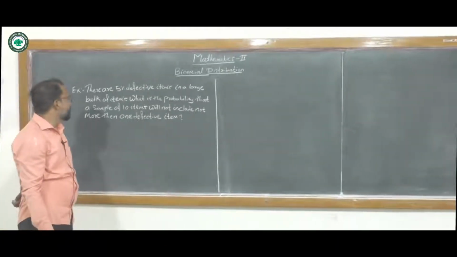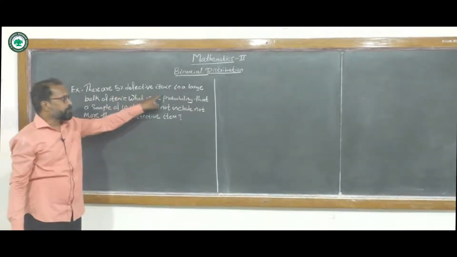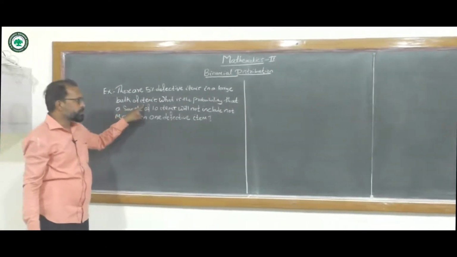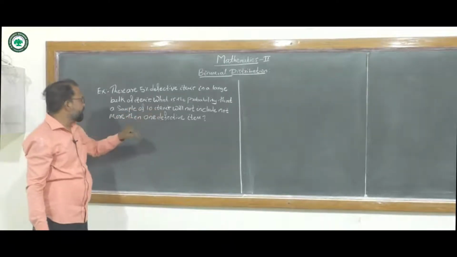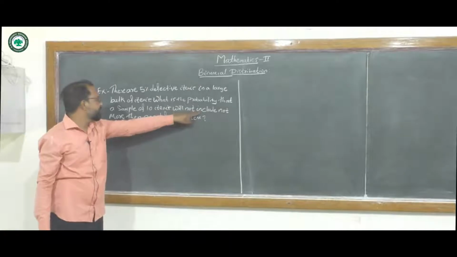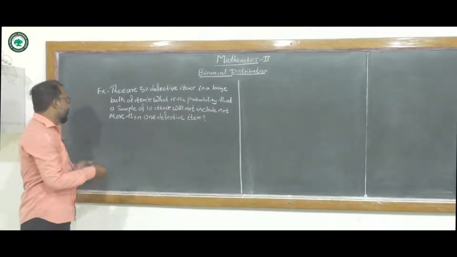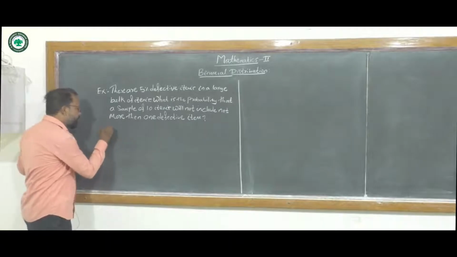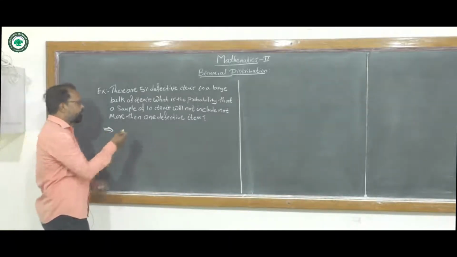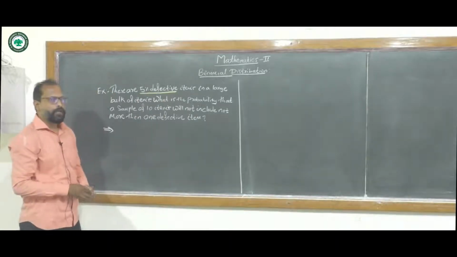Now the next problem is: there are 5% defective atoms in a large bulk of atoms. What is the probability that a sample of 10 atoms will not include more than one defective atom? Now, see here, we are given there are 5% defective atoms.